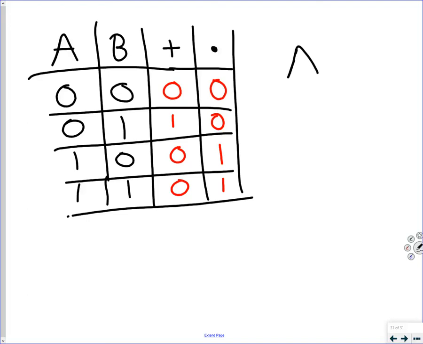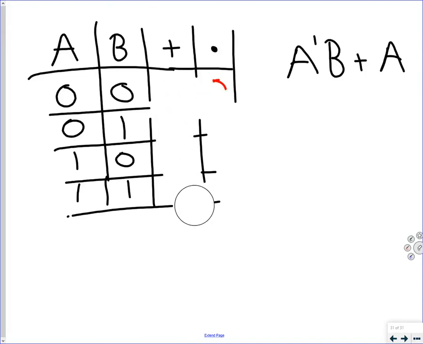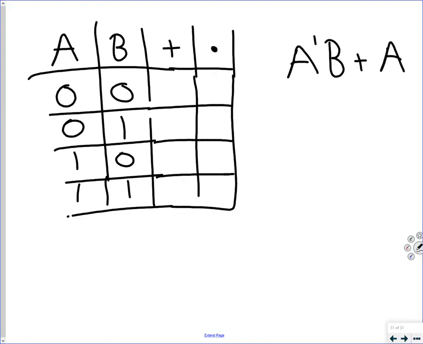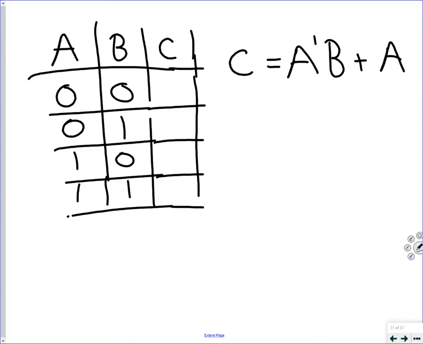What if I gave you this? And if I gave you this, could you fill in this part? If I gave you the thing here, could you fill in this part? How would you do that? Well, you'd have to test it, right? So if A is 0 and B is 0, okay? Actually, we'll make it this way. Sorry. Make that C. C equals this. Could you fill in the rest of this table?